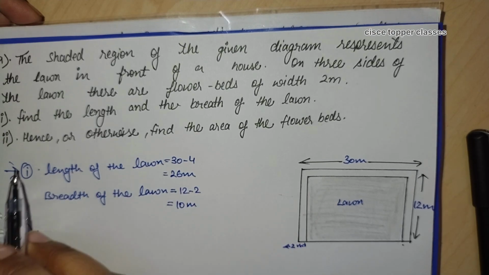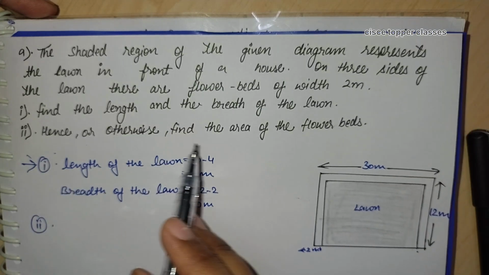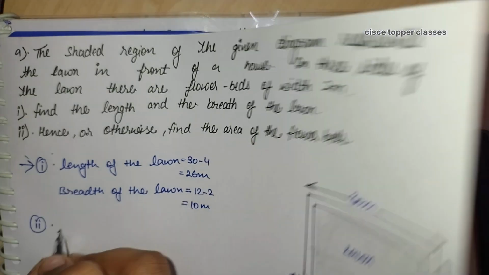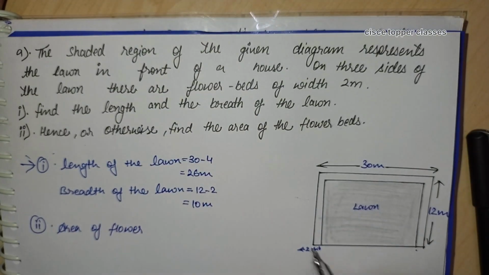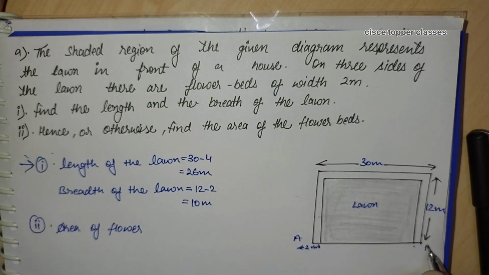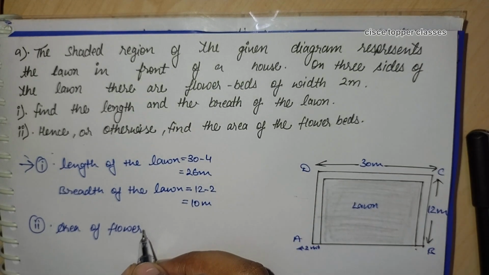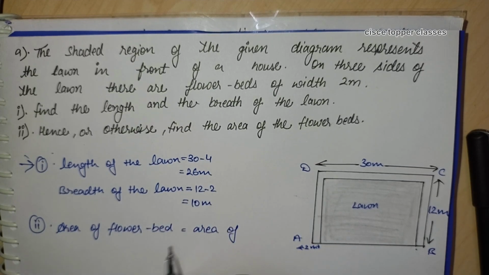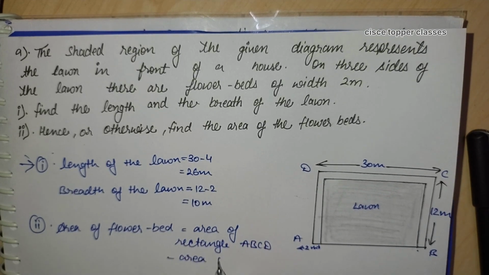Now, the second part of the ninth question is: hence or otherwise find the area of the flower beds. So we have to find the area of flower beds. So area of flower beds will be, if we subtract the area of the lawn from the area of this rectangle, let this rectangle here be ABCD. So area of flower bed is equal to area of rectangle ABCD minus area of lawn.